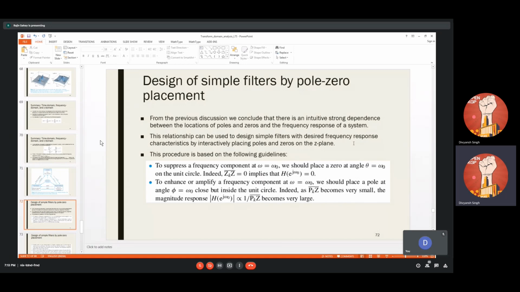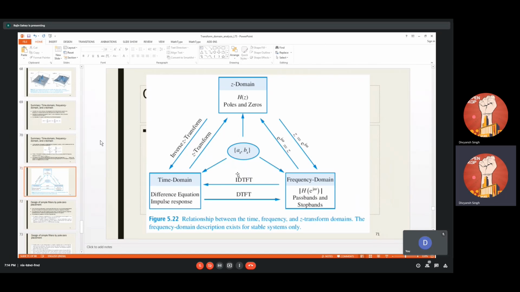So you are creating filters in the software or using mathematics. So that is the design aspect of DSP. So you are choosing the location of the poles and zeros on the Z plane and trying to design filters with a desired frequency response. So the procedure is based on the following guidelines. To suppress the frequency component at omega equal to omega naught, you should place a zero at angle theta equal to omega naught on the unit circle. So if the vector from zk to z is equal to 0, then it implies that H of e to the j omega naught is equal to 0. That's what we had seen here in this diagram.